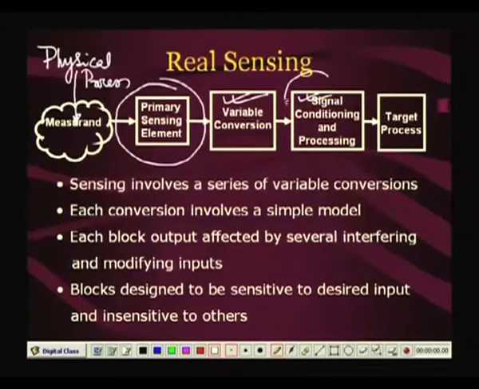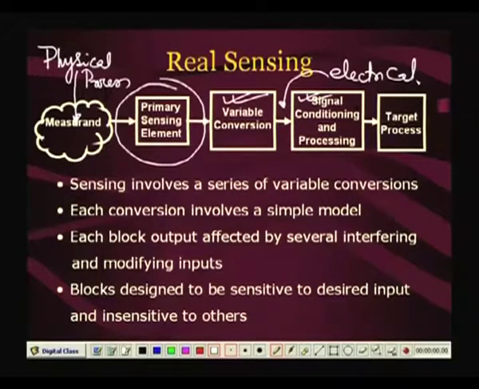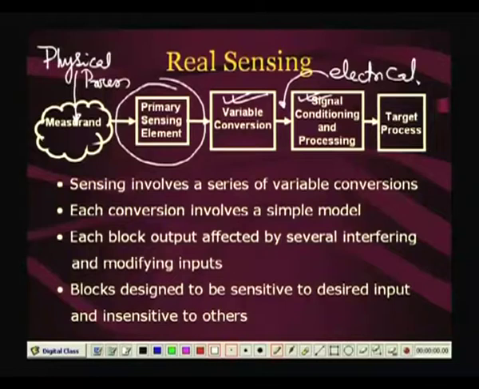Generally by this time, when it has come here, the signal is generally electrical in nature, voltage, current. So, in the signal conditioning and processing circuit, we improve the signal quality in terms of amplitude, we filter it, etc. And finally, here we have the measurement which we shall use in our target process. So, this is what we generally understand as a sensor.